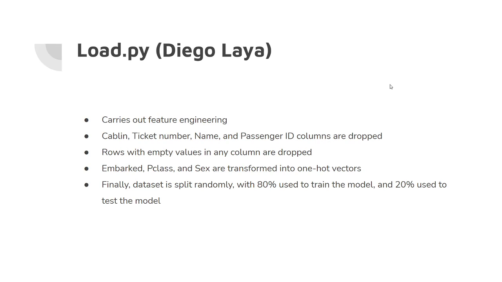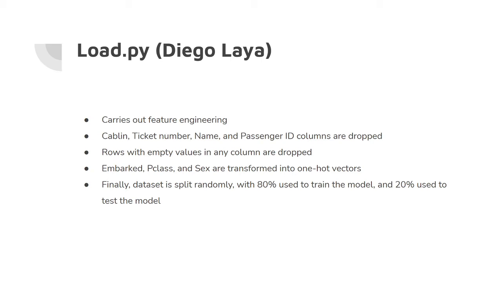Moving on to my contribution to the project, we have a file called load.py, which basically starts and sets up the data in a way that can be later modeled. This is done by performing feature engineering on the initial table, which included attributes that were not usable mathematically, such as categorical data like names, sex, or embarkation place.